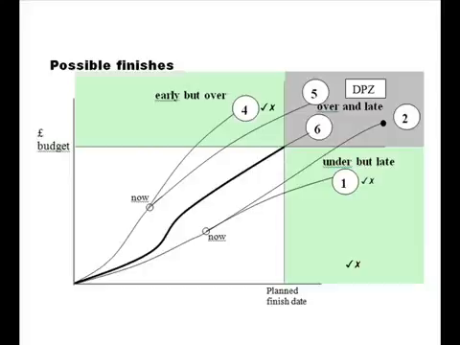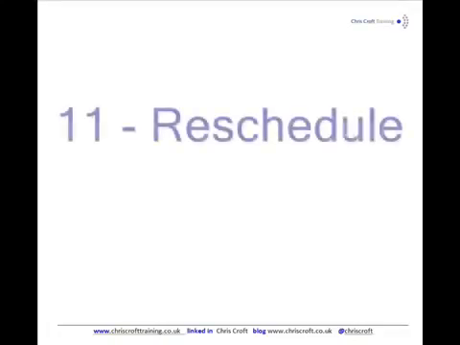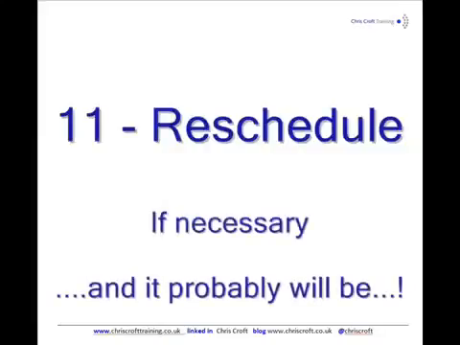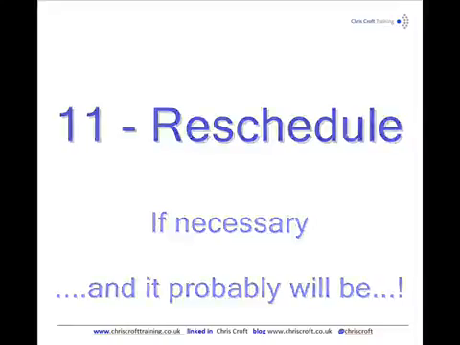Step 11 is to reschedule. This is where you have to ask for more money and ask for more time. Step 11 is usually quite unpleasant. The main hope you've got of surviving step 11 is to put in some contingency when you do your estimating, way back at step 3.